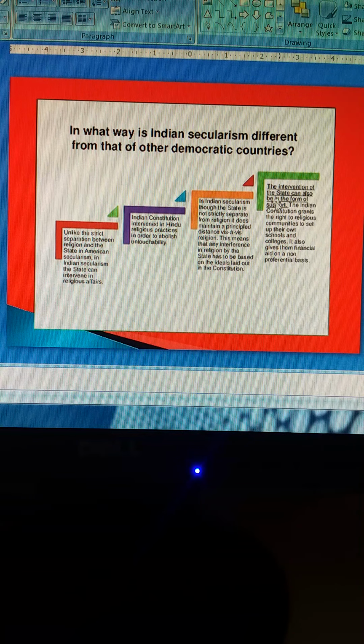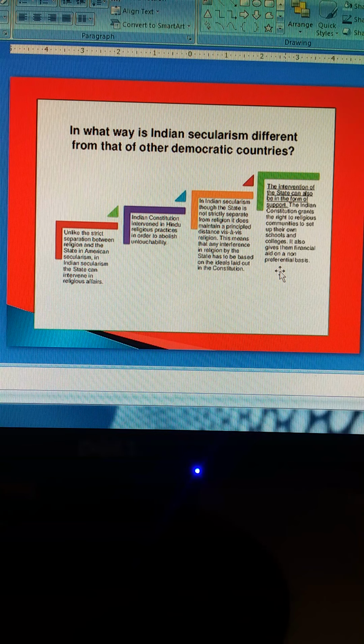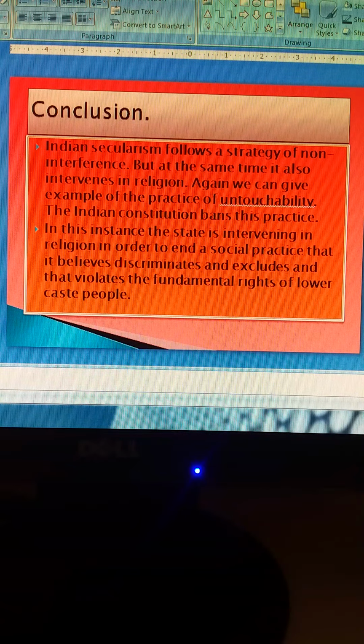Then the intervention of the state can also be in the form of support. The Indian constitution grants the right to religious communities to set up their own schools and colleges. It also gives them financial aid on a non-preferential basis. So the non-preferential basis is also one of the features of Indian secularism in democratic countries. If religious communities set up their own schools and colleges, financial aid is given on a non-preferential basis, because every school and college should have equal opportunity to give education to people of all religions.